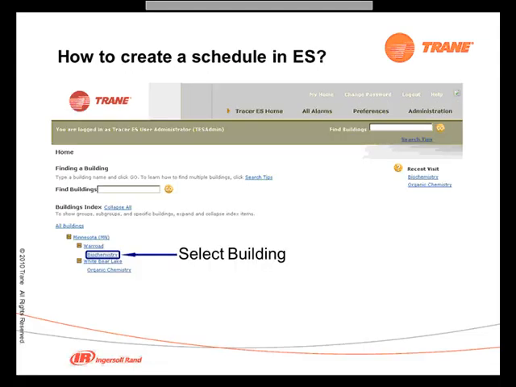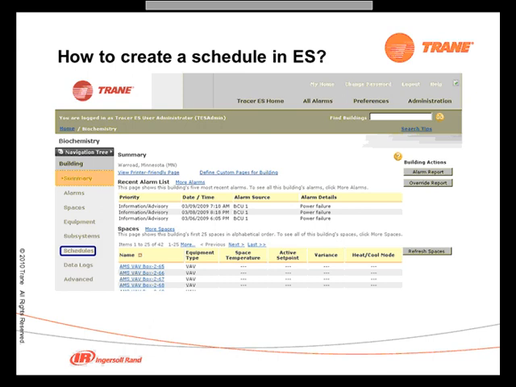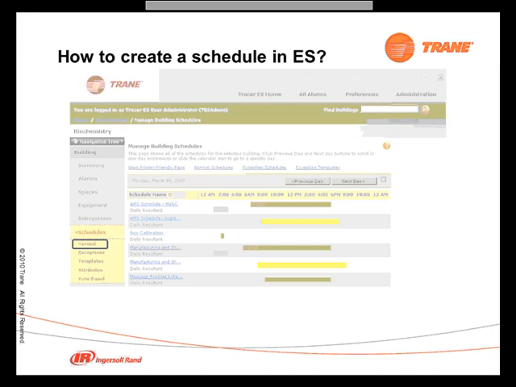Now, as you go in to create a schedule in Tracer ES, once you have your buildings discovered on a tree, as you see an example here, we have the biochemistry building option. We select the building, and then once we select the building, we have the left-hand navigation that you see in front of you here. Can you see my cursor? Can you guys see my cursor out there? Anybody respond? Yes. Yeah. Okay. So we have the left-hand navigation here, and we see schedules highlighted. To create a schedule, you just select schedules on the left-hand navigation menu.